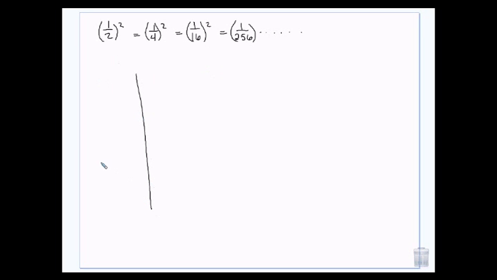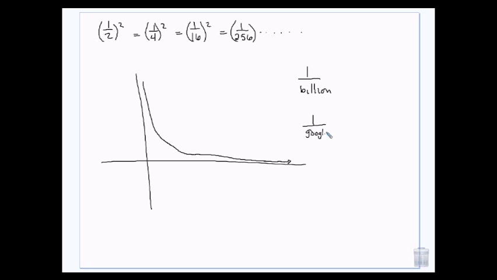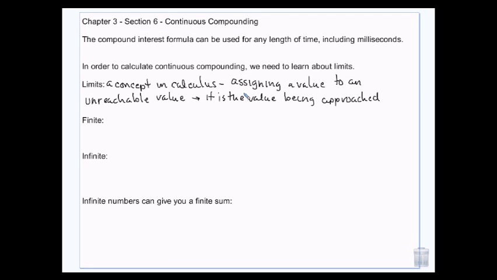But the graph for that looks like this. And it gets closer and closer to 0. But it never touches 0. Because we could have 1 over a billion. Still not 0. I can have 1 over a googol. Still not 0. It's so close to 0, but it's still never going to quite be 0. And the limit takes care of that and says, okay, we'll just call it 0. And that's what limits do, is they assign a value to a value you can't get to.